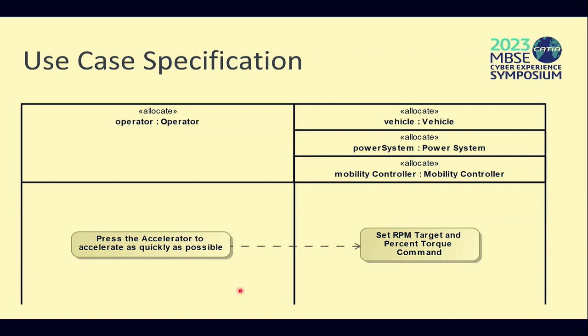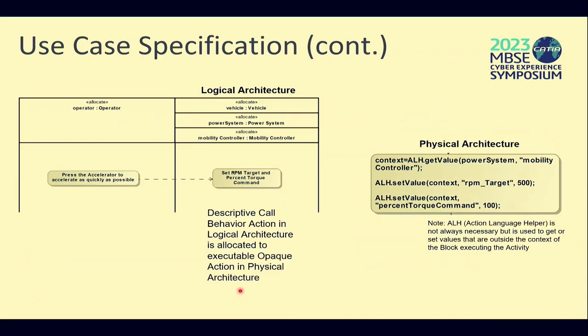But this would be the use case that would lead you down the path of getting to where we got for that, right? So it's as easy as saying, hey, we want someone to press an accelerator. But then what happens after that? Oh, the system actually sets its target RPM and % torque command. And that's really what specifies that use case. And this is how we end up actually doing that in what we're calling a physical architecture. And we'll get into the model a little bit to show this.